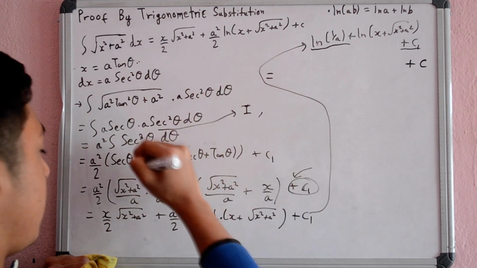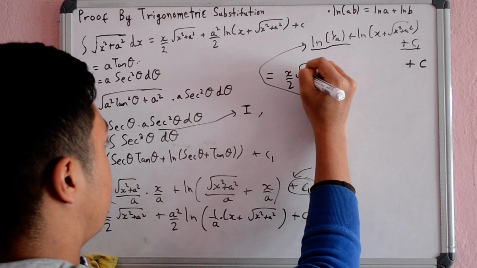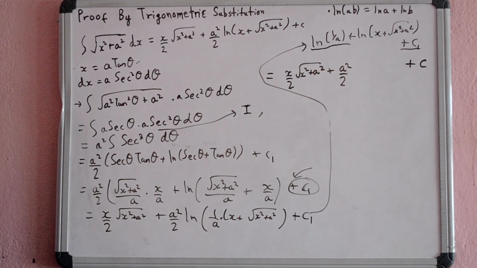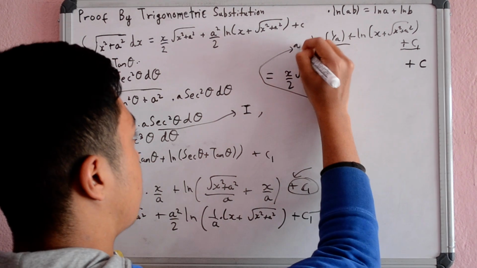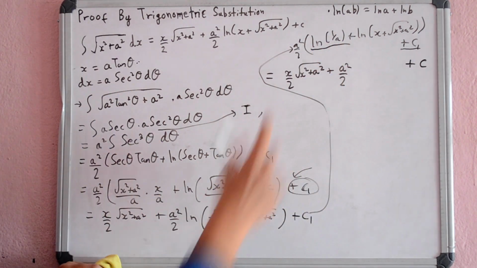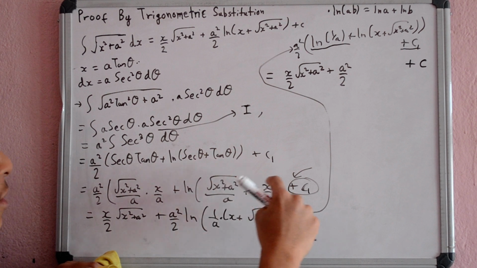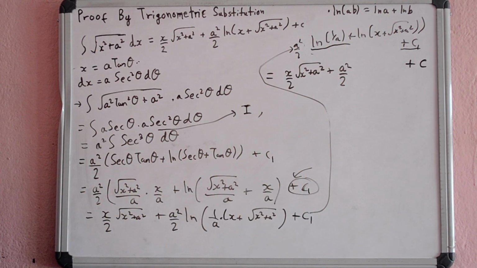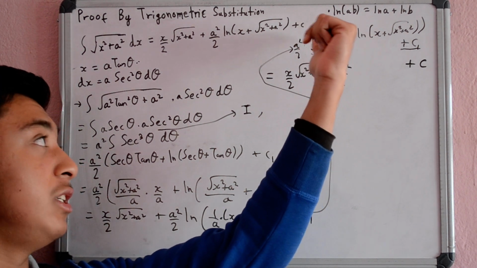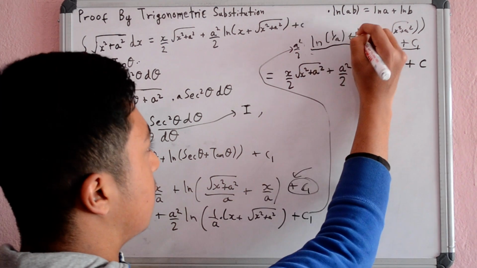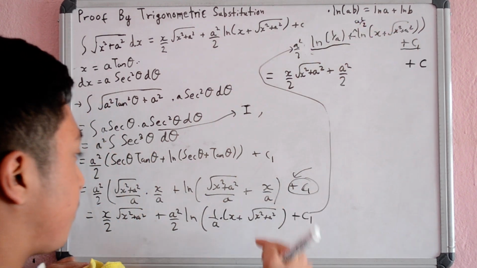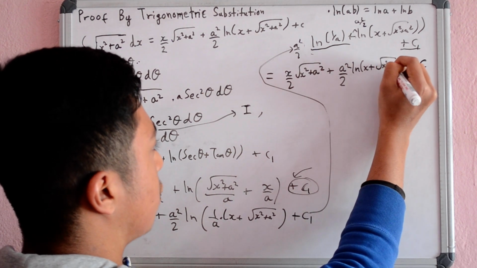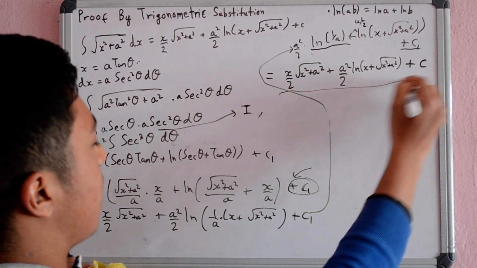So in the end we get x by 2 root x square plus a square plus a square by 2, because we have distributed a square by 2, right? So in fact it is a square by 2 ln 1 by a. So in fact this whole thing is actually the constant, and this is a square by 2 log natural x plus root x square plus a square plus c, and that is the proof.